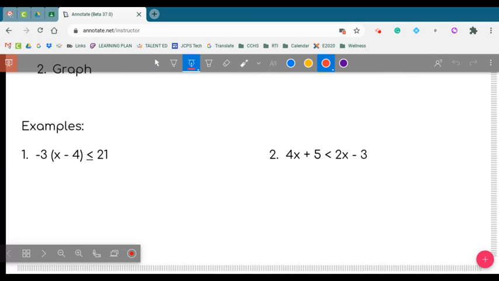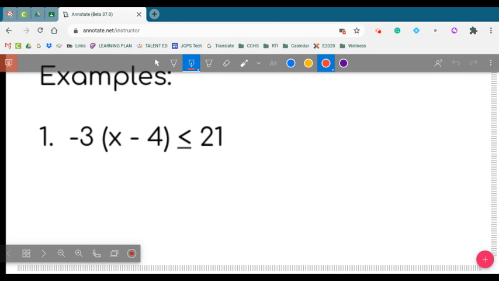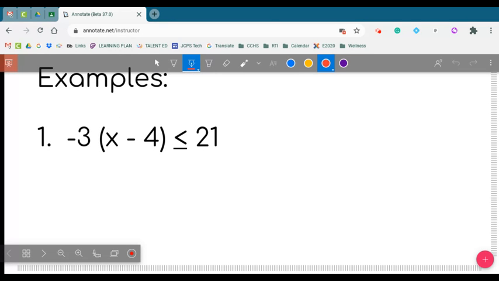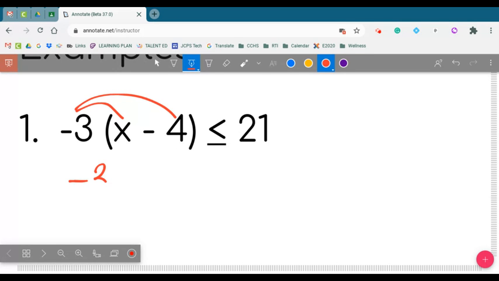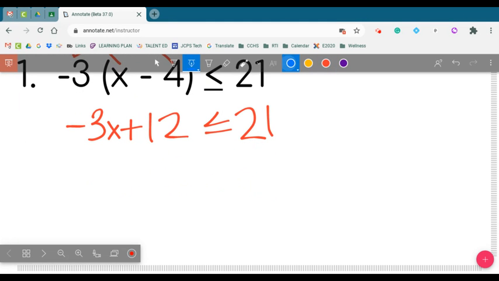So on our first one, we have negative 3 times (x minus 4) is less than or equal to 21. So this time we need to distribute. Since we're only distributing to one side with that negative number, we don't need to flip our inequality. So we're going to get negative 3x plus 12 is less than or equal to 21. Then we can treat that inequality sign like an equal sign until the end.